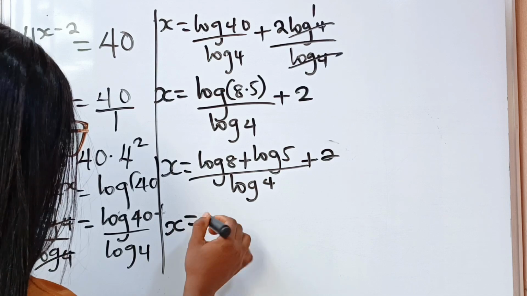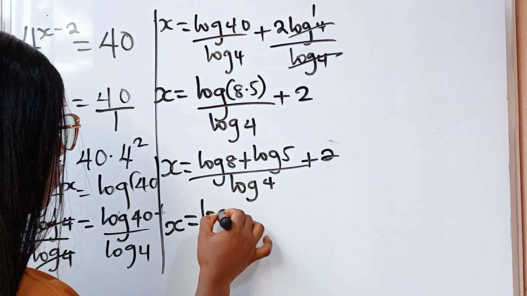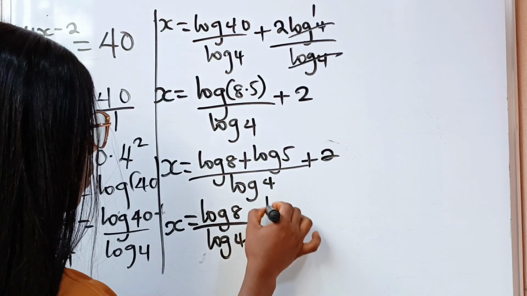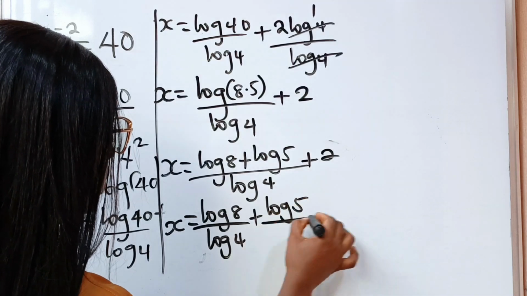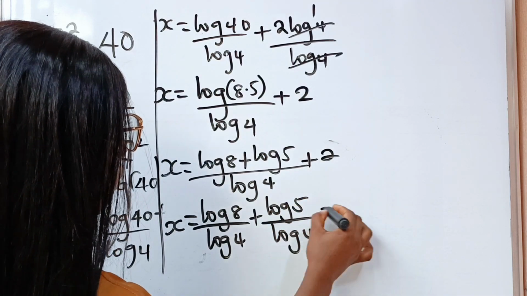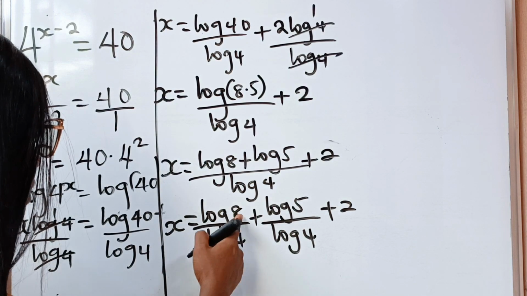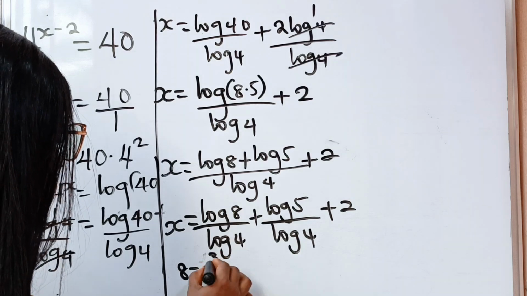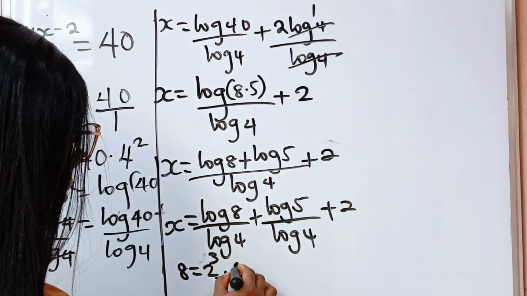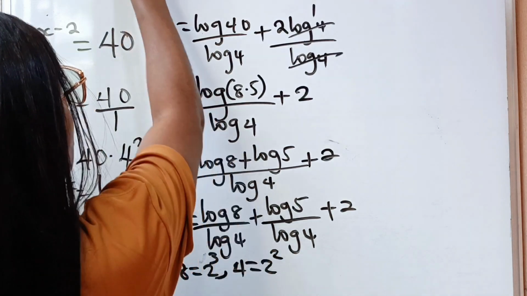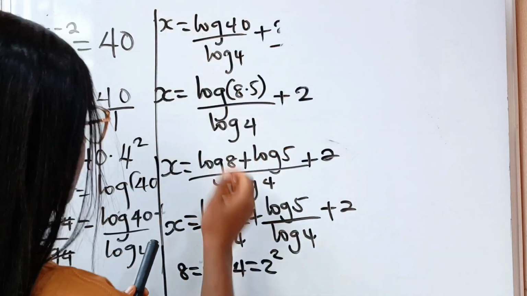Now we have x is equal to, let's distribute the denominator. It's going to be log 8 divided by log 4 plus log 5 divided by log 4 plus 2. Now remember that 8 is the same thing as 2 to the power of 3 and 4 is the same thing as 2 squared. I don't know if you can still see this, so let's quickly add that here.